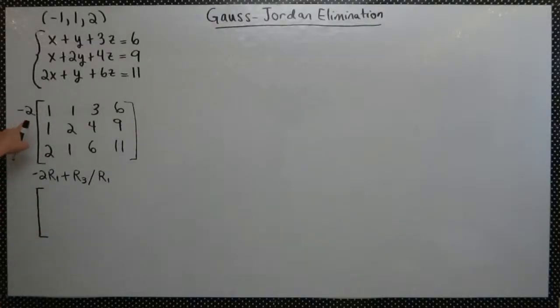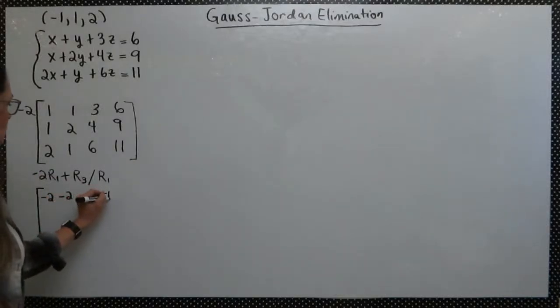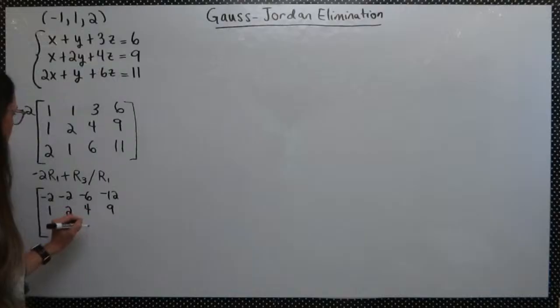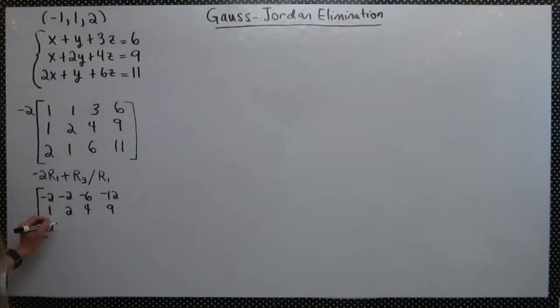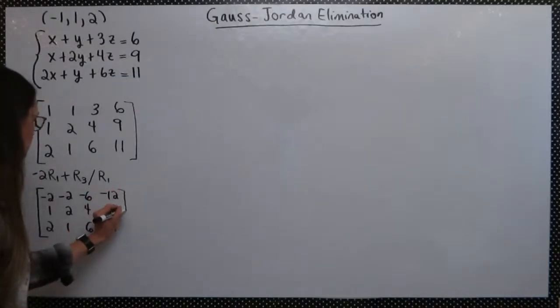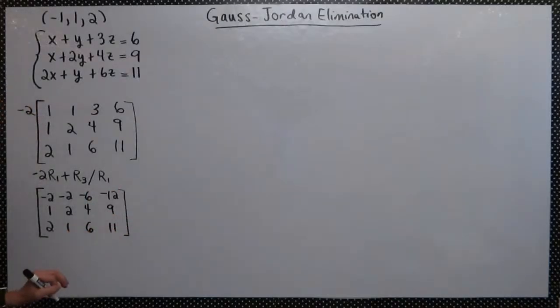All right, so we've got -2 times the entire row 1: -2, -6, and then -12. And I'm going to be very careful to make sure I don't make any mistakes here. 1, 2, 4, 9. What I mean by mistakes is actual arithmetic errors, because really with matrices, all you're doing is adding, subtracting, multiplying, and dividing in some order.